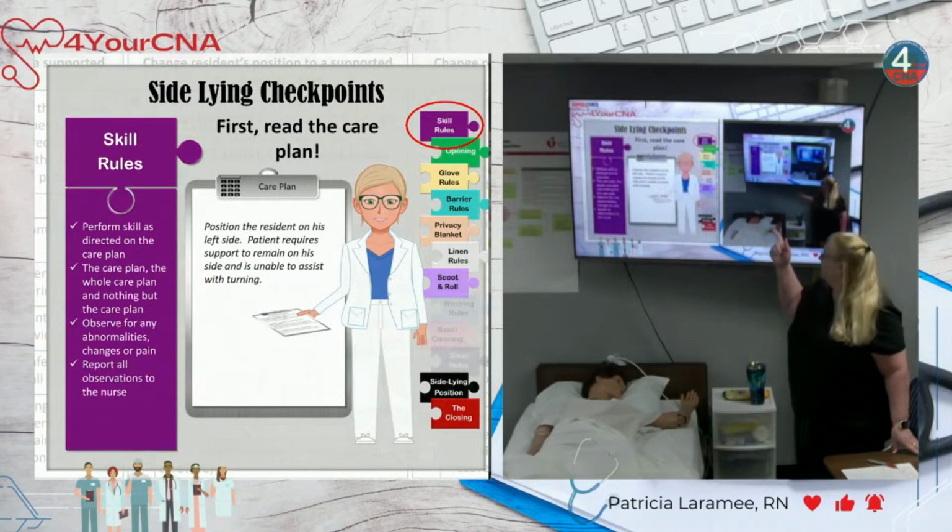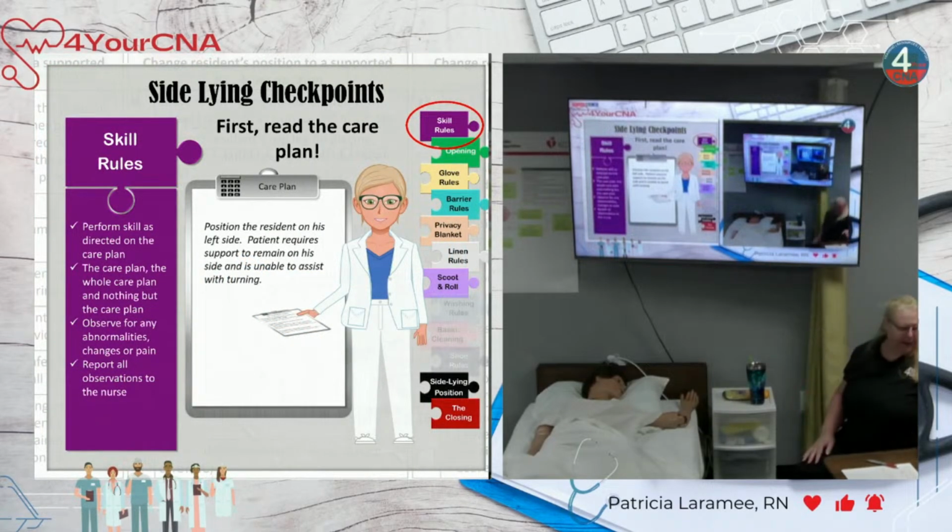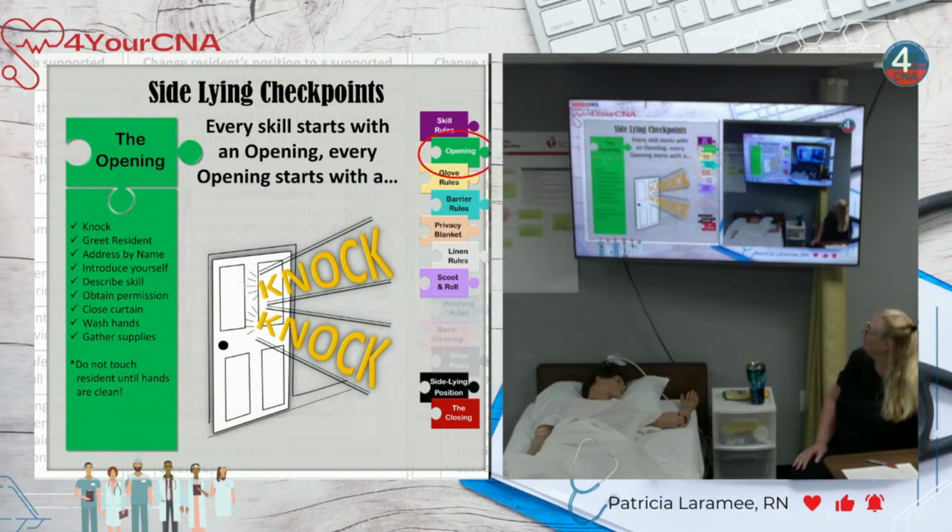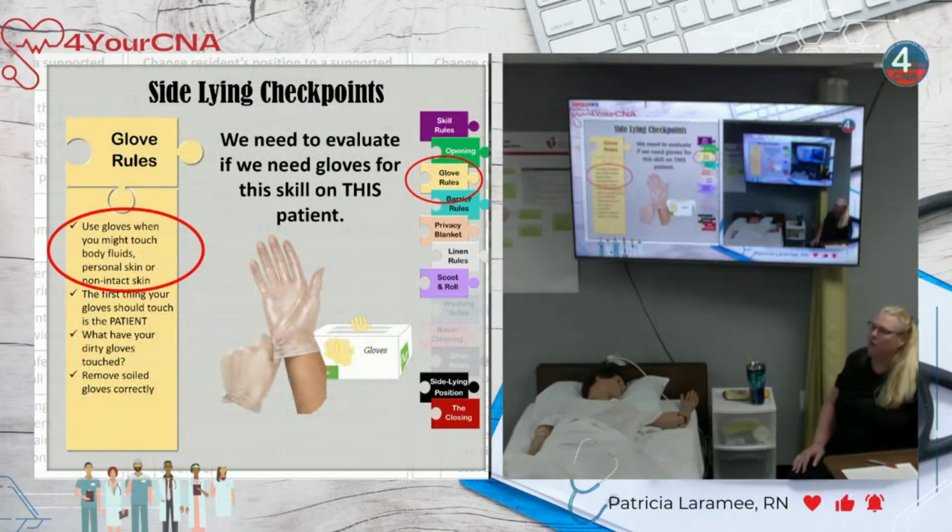All right. So we're going to follow our care plan. Remember, our care plan told us the patient requires: position the patient on his left side. He requires support to stay there. He's unable to assist with turning. We're going to do our opening. Knock, knock, knock. Hi, Mr. Jones. My name is Patty. I'm your CNA today. I'm here to change your position. Is that okay? Close curtain, wash hands, get my supplies. I'll decide if I need gloves.